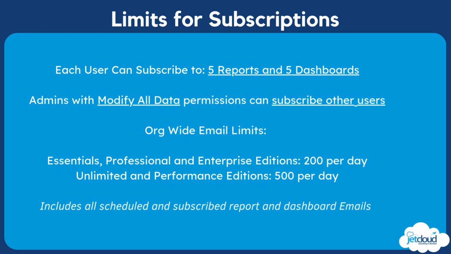Across the organisation, email limits exist for Essentials, Professional and Enterprise editions of 200 emails per day, and Unlimited and Performance editions 500 emails per day, and that includes all scheduled and subscribed report and dashboard emails.